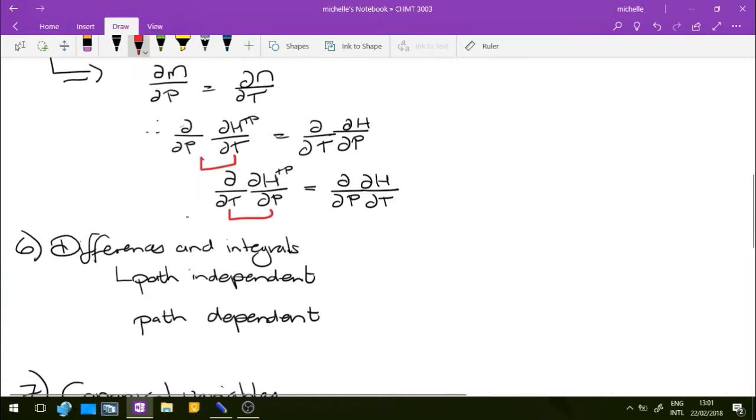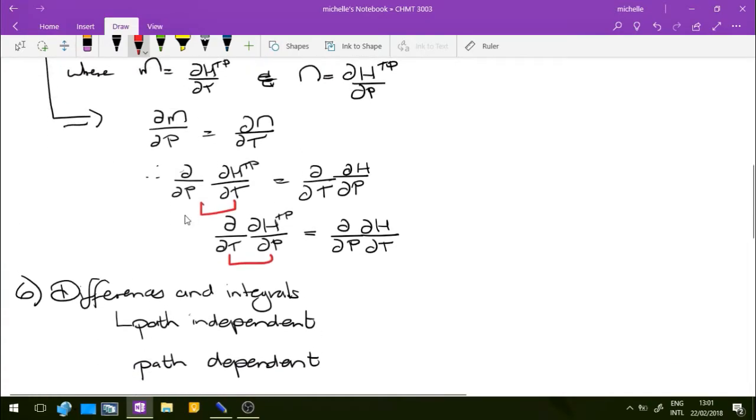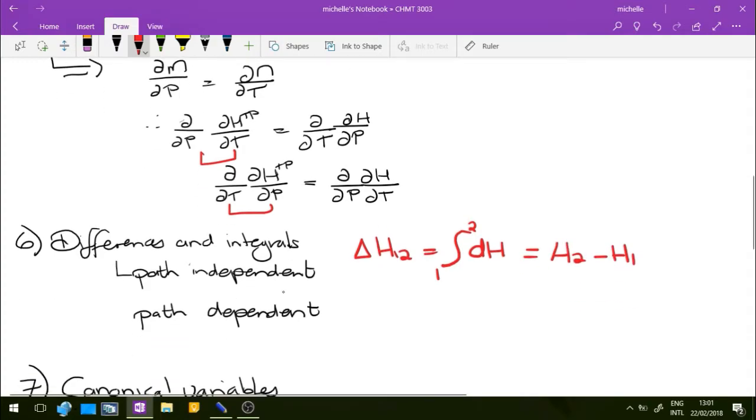You also learned differences and integrals, so where you have delta h12 is equal to the integral of dh, which is equal to h2 minus h1. And for path independent, we learned that it doesn't matter how you get there, your delta u or your delta h will be the same. It will always have the same value.